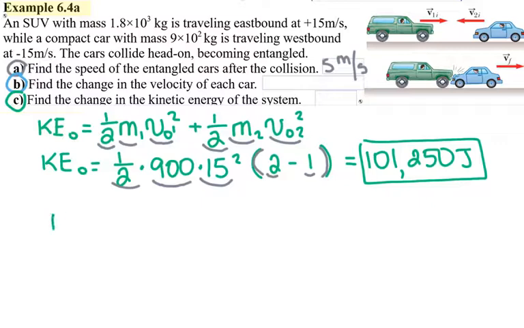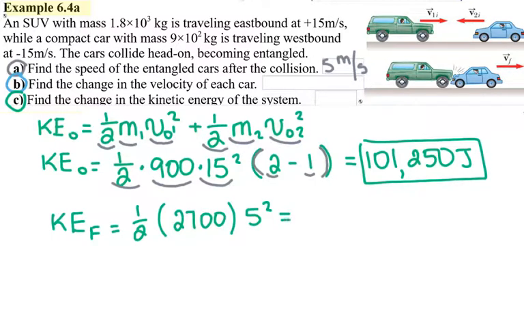For the final kinetic energy, I have them both stuck together, so I have 1/2, and their masses stuck together, so that's 2,700, and then their velocity is 5 squared, so that gives me 33,750 joules.